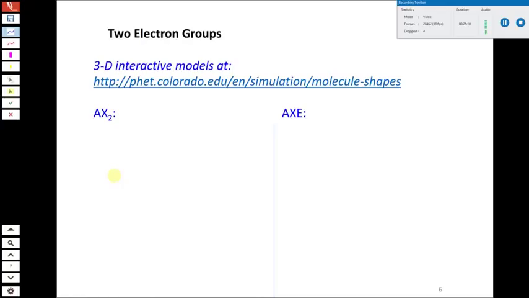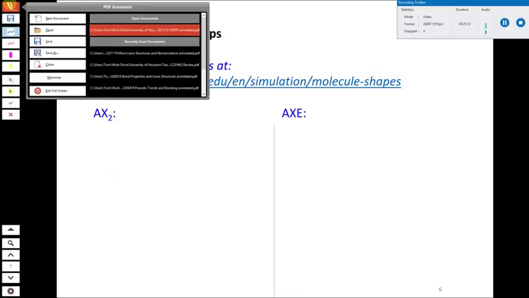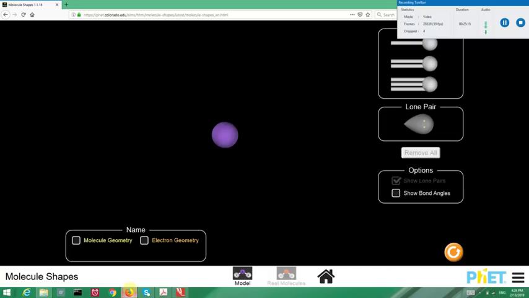All right, so let's start with 2 electron groups, the simplest one we're going to deal with. So here's the simulator. Again, the address is on the website.